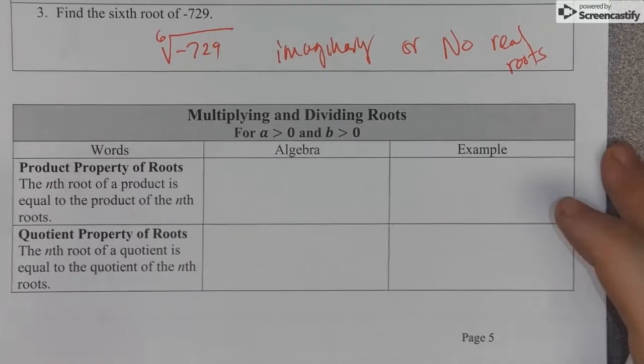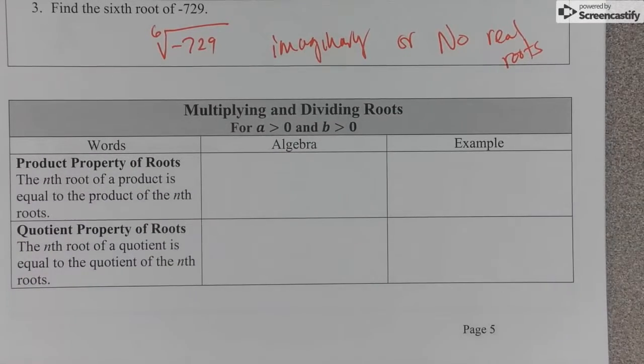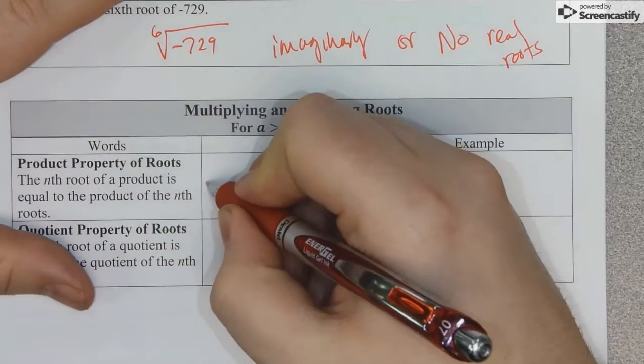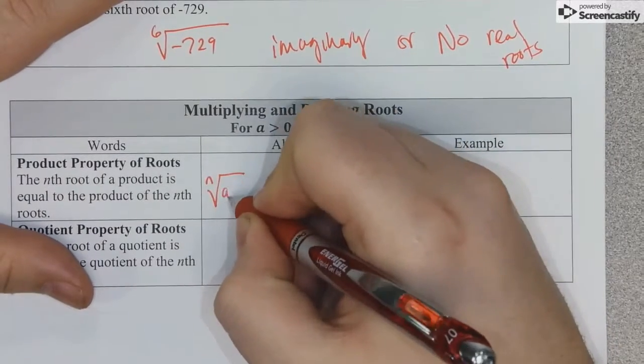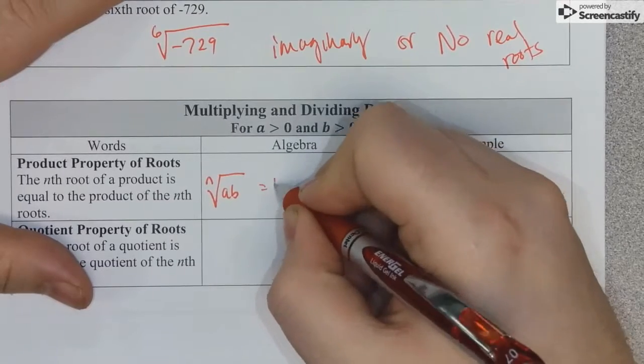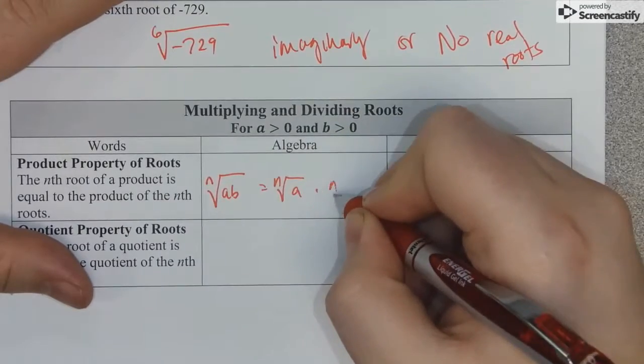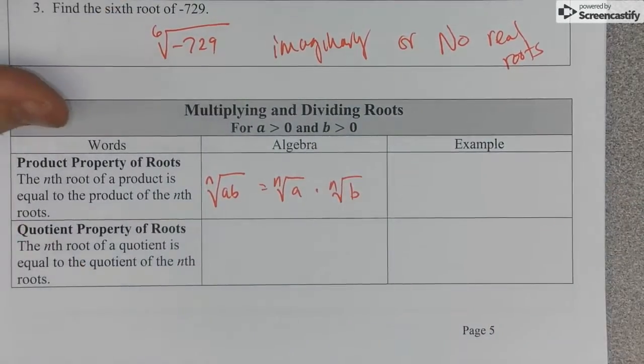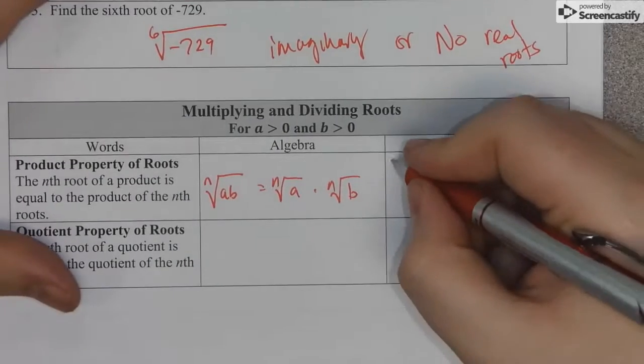Multiplying and dividing roots. So we're going to take a look at the product property. The product property says that the nth root of a times b is equal to the nth root of a times the nth root of b. So I'll give you 2 examples of this one.